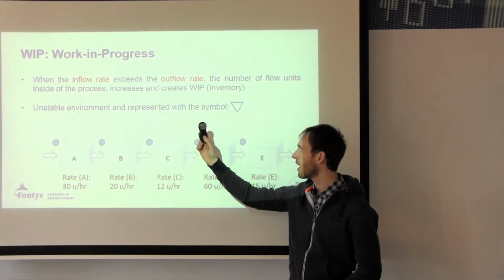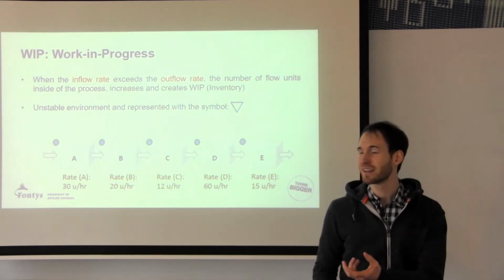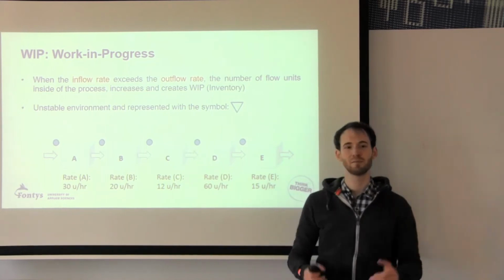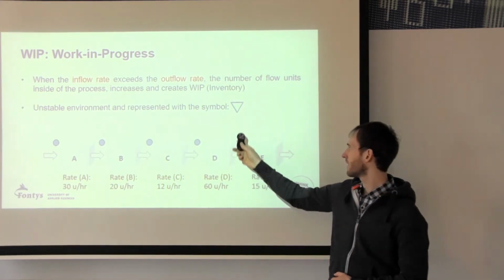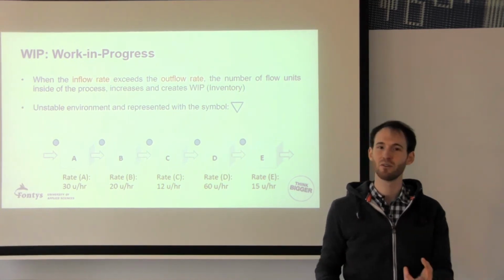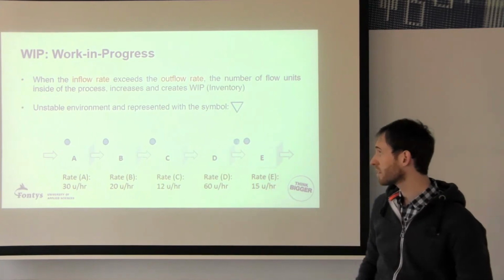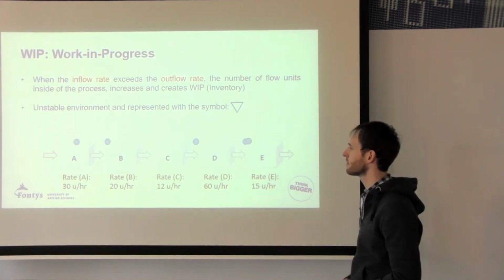And of course, if you have an inflow rate which is different than the outflow rate, you have an unstable system and not a stable system anymore. And classified with this symbol, you don't have to worry too much about it, just that you know this symbol represents unstable systems. Let's look at this one again here. Let's look at this system.